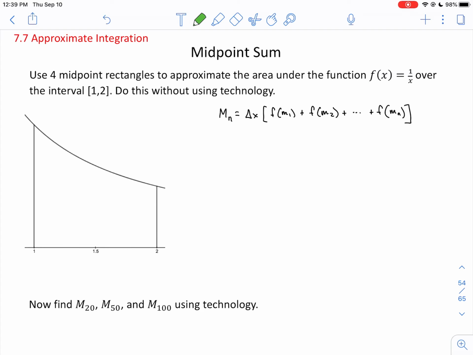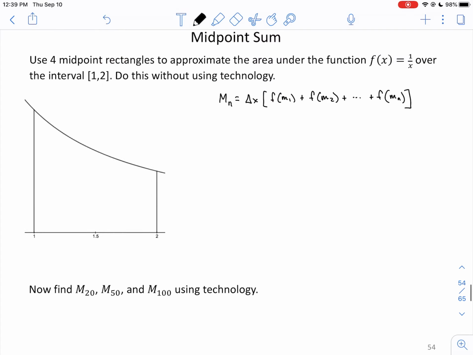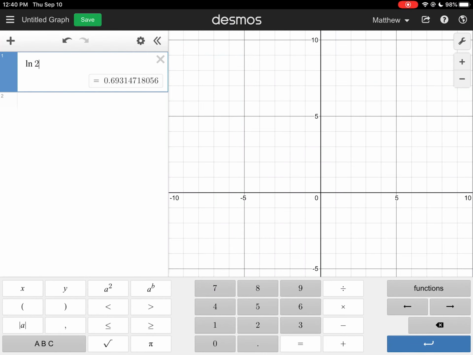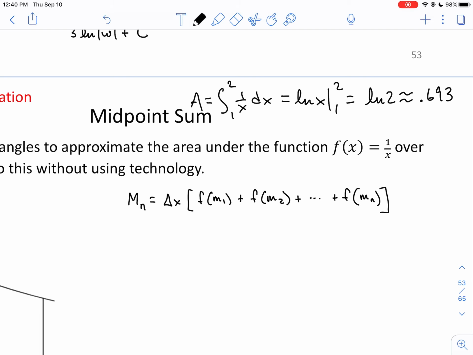Now I could get an exact answer to this using the fundamental theorem, right? The exact area under this curve would be the integral from 1 to 2 of 1 over x. This would give us a natural log of x evaluated from 1 to 2, which gives us just natural log of 2. And natural log of 2 is about 0.693. We'll say roughly 0.693. Let's keep that in mind as we move forward with this unit.